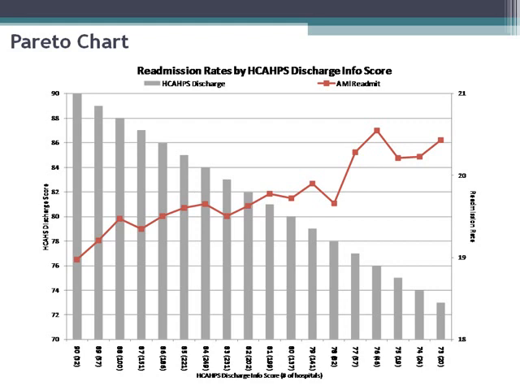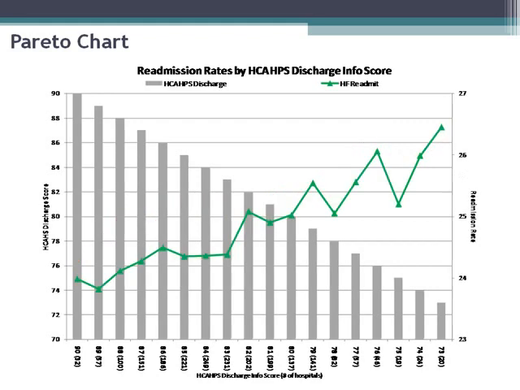And then I'm going to do the heart failure readmission rate. So you'll see the same trend. You've got the green line going up. So what this is telling you, starting from the far left, is that hospitals that had the highest discharge information score had the lowest readmission rate.